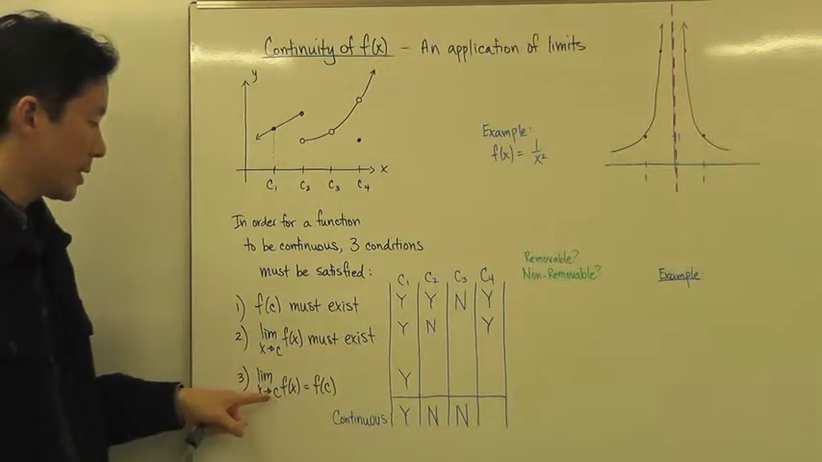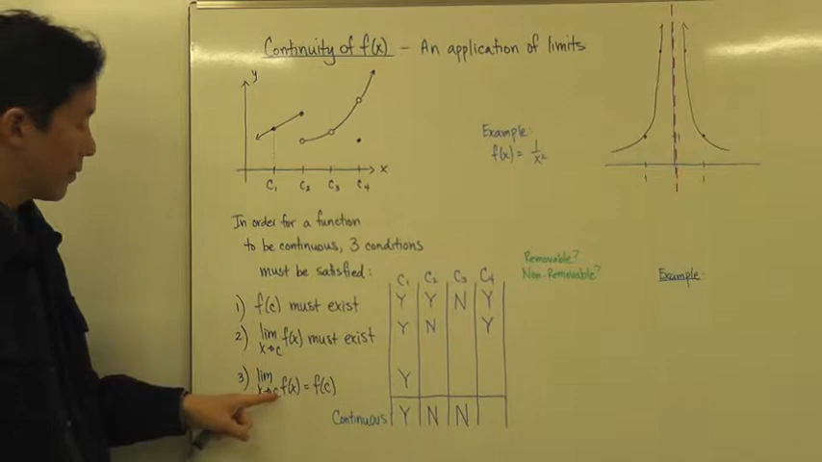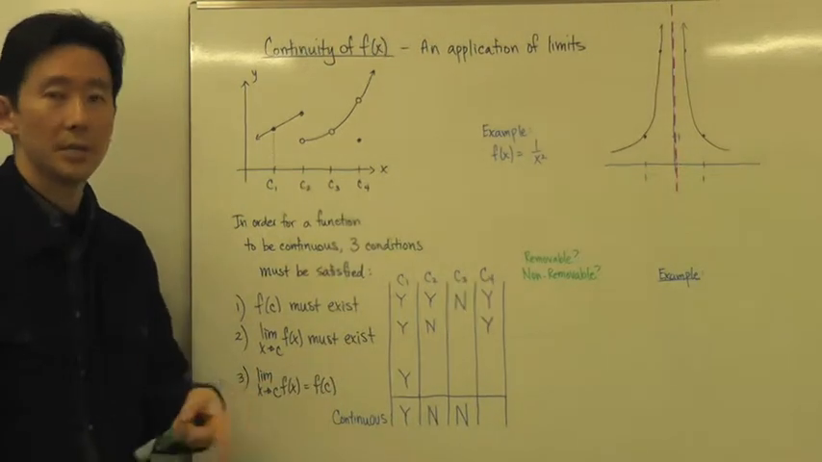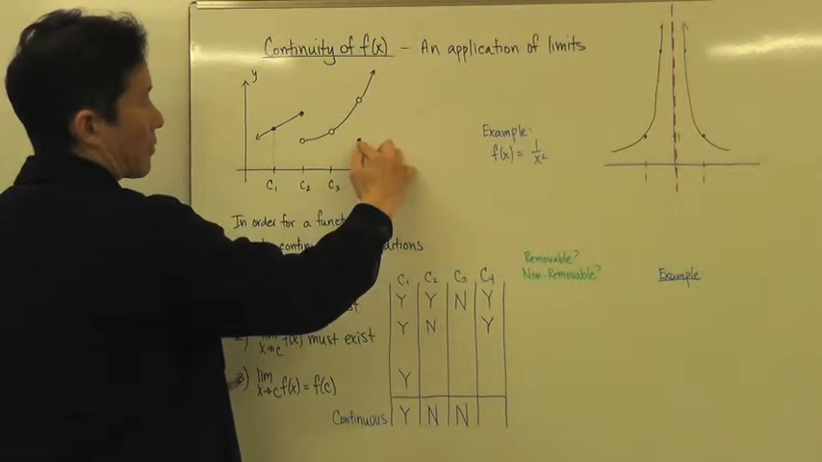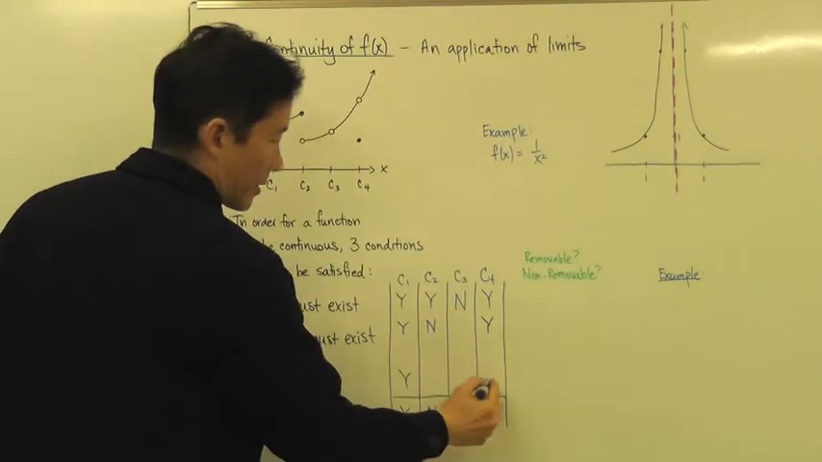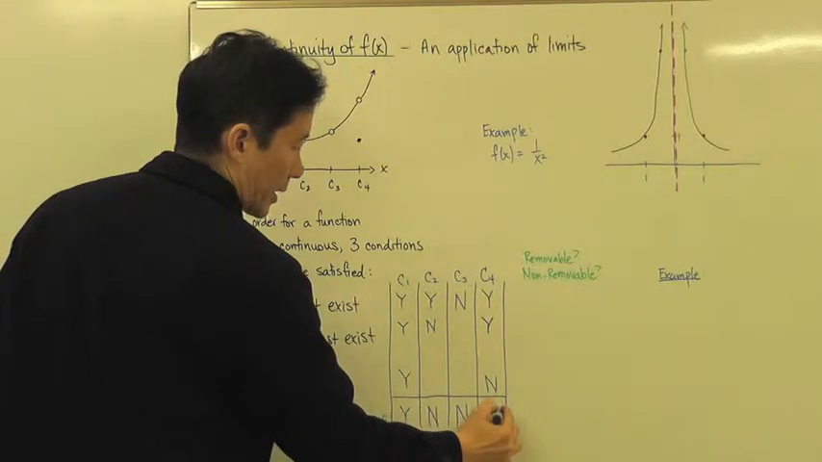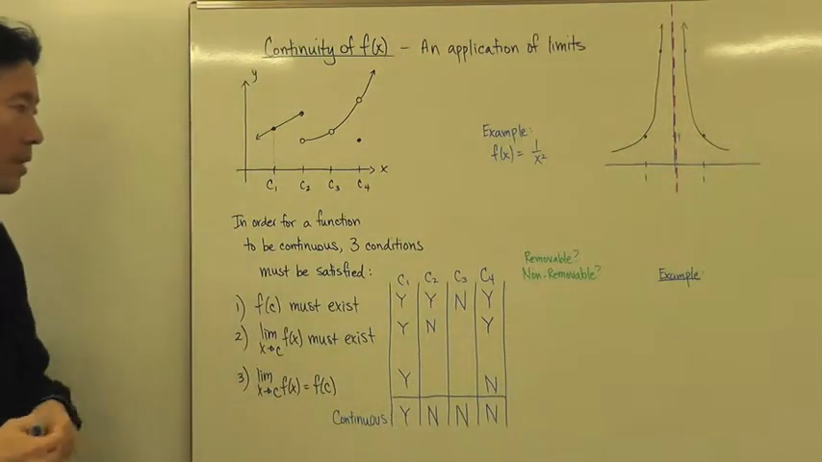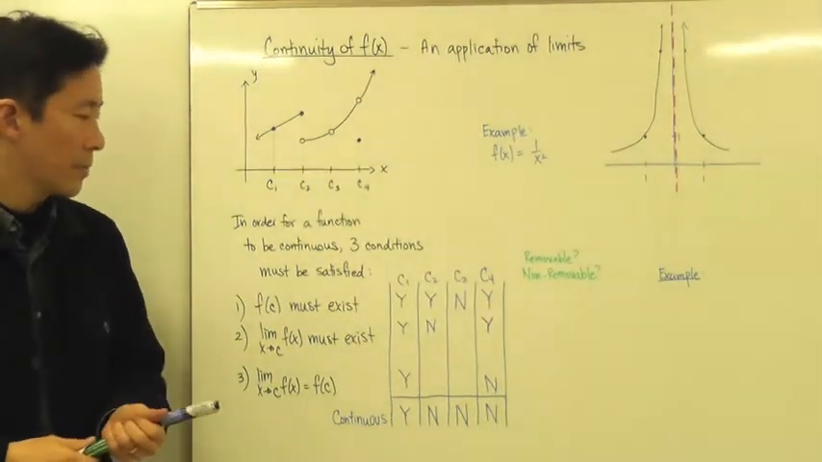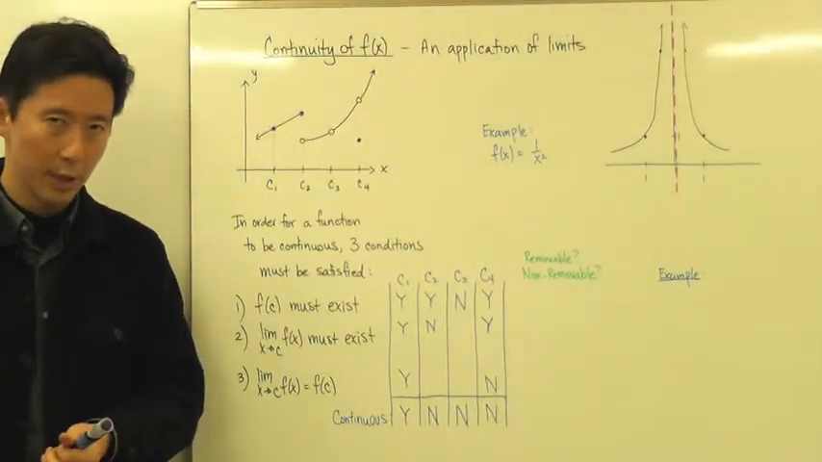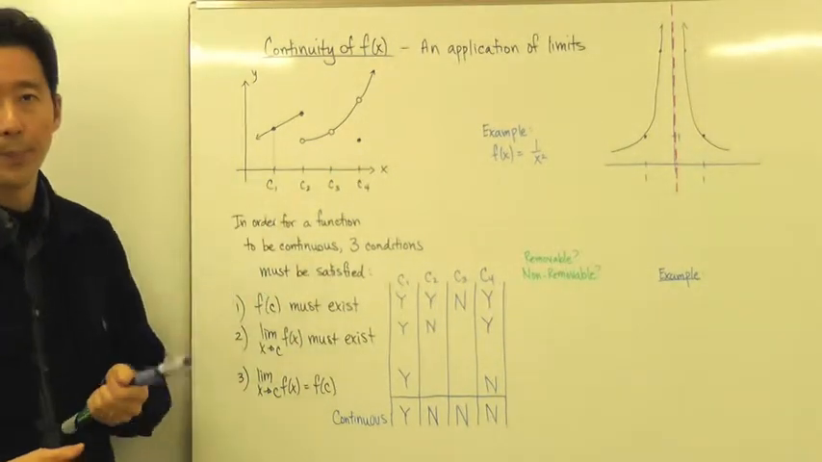Now, does the limit as x approaches c sub 4 of f of x equal f of c sub 4? Of course, the limiting value is up here, but the actual value of the function is there. So therefore, this is a no, and therefore we can say that this is a no as well. Notice that in this particular situation, the only place where we have continuity at the particular point that we're investigating is at c sub 1.